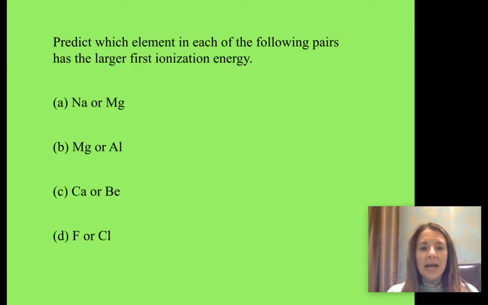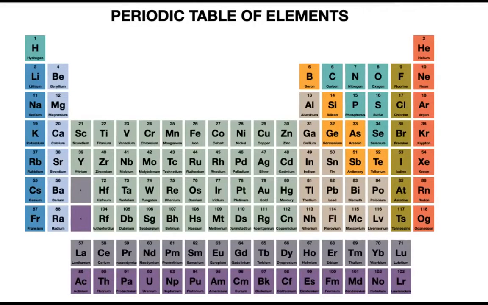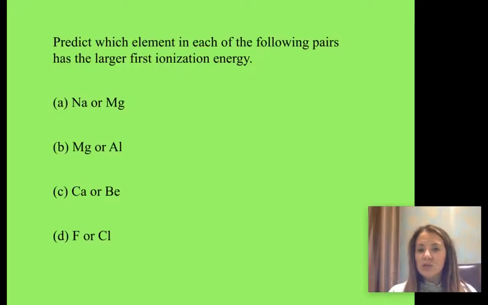So when you take a look at between sodium and magnesium, which would have the larger first ionization energy, let's take a look at your periodic table and let's see how you would do. So between sodium and magnesium, let's take a look at where they are located on the periodic table. Sodium is an alkali metal. Magnesium is an alkaline earth metal. The larger first ionization energy means it takes more energy to remove an electron. So in this case, that would be magnesium.